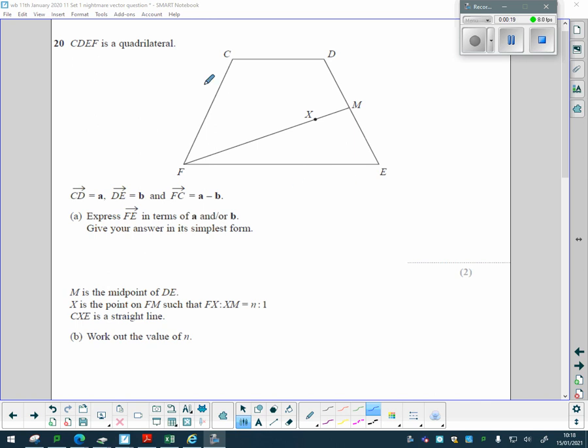Rather frustratingly, I did this question yesterday. I did a perfect take and I'd forgotten to press the record button, so I won't do that in a hurry.